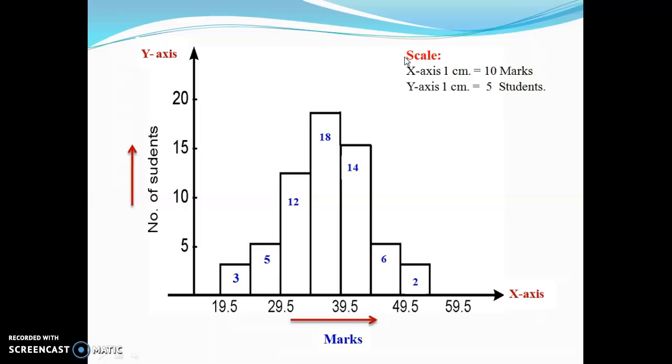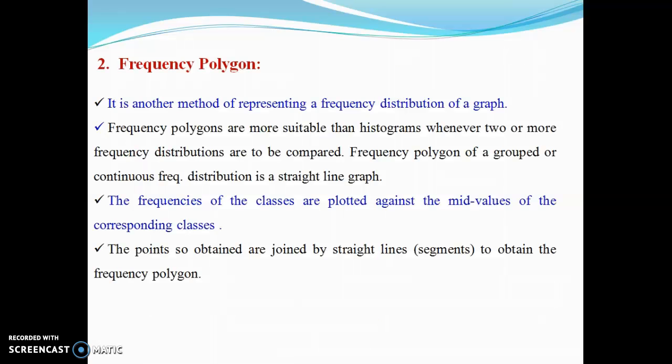You must write this scale. Here, on the x-axis, 1 centimeter is equal to 10 marks, and on the y-axis, 1 centimeter is equal to 5 students. This is 5, 10, 15, then 20. So this is 5 students. So this is a simple example of a histogram.